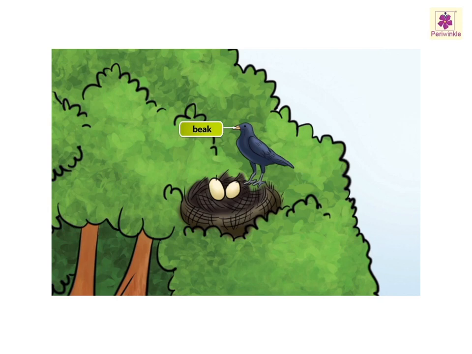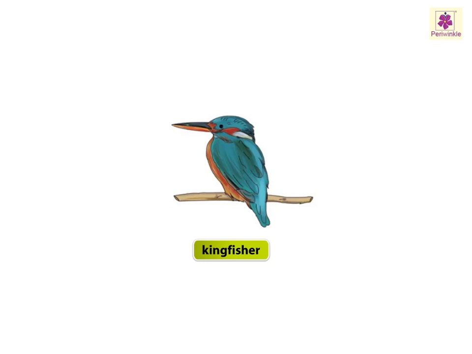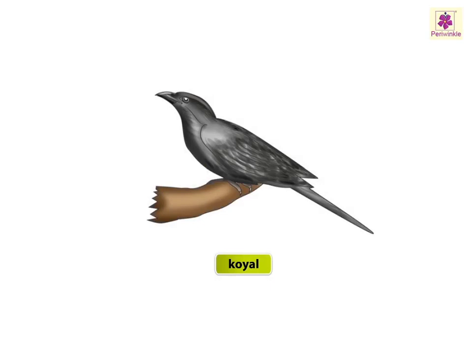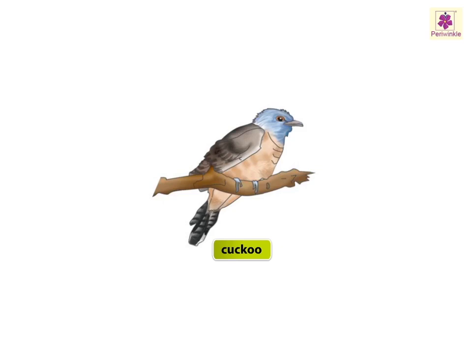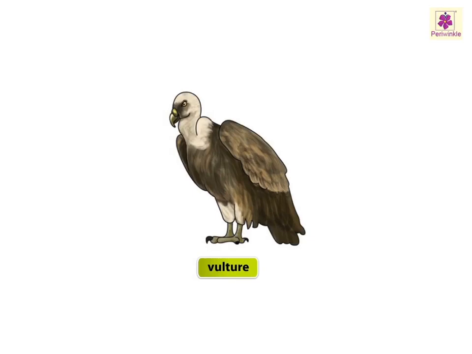Birds. Birds have two legs, a beak, and wings to fly. They all lay eggs. Have you seen these birds? Kiwi. Swan. Kingfisher. Koyal. Woodpecker. Cuckoo. Ostrich. Vulture. Goose. Penguin.